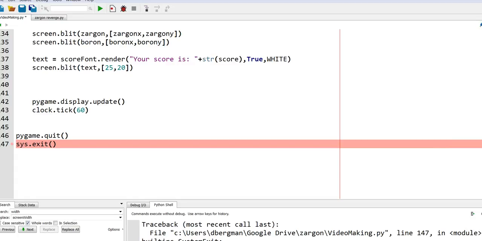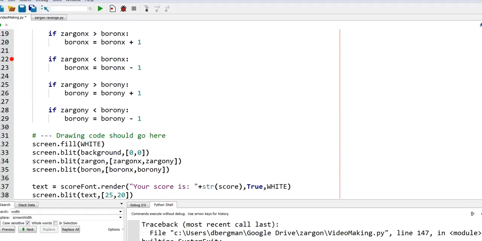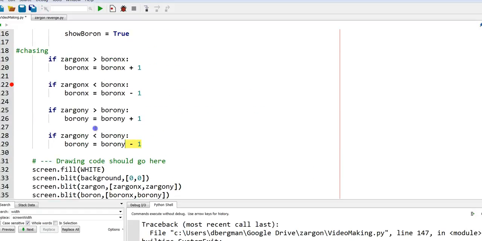There are 4 situations you need to handle: x of Zargon less than boron x, x of Zargon greater than boron x, y of Zargon less than boron y, and y of Zargon greater than boron y. So hopefully you have something like this. All right, which is what we just talked about. Now, it's very likely you're going to get your pluses and your minuses confused.